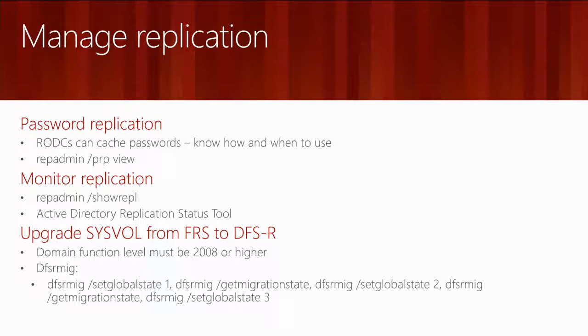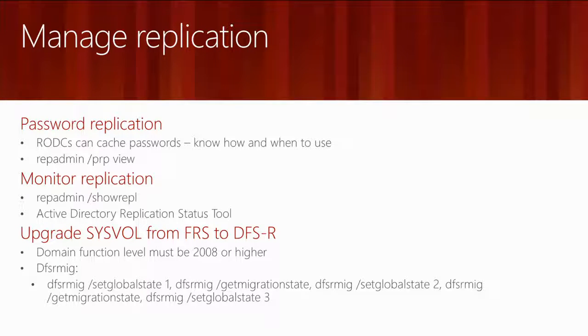All right, so password replication and some sysvol stuff down there. So RODCs can cache passwords. We know that. Know how and when to use. So you actually have a few choices. You don't have to cache any passwords. You can put an RODC somewhere and cache nothing. The downside is that if your WAN goes down, no one can get anywhere. But from an exam perspective, that's actually the most secure. So if you want to deploy an RODC and it has to have maximum security, then you don't cache any passwords.